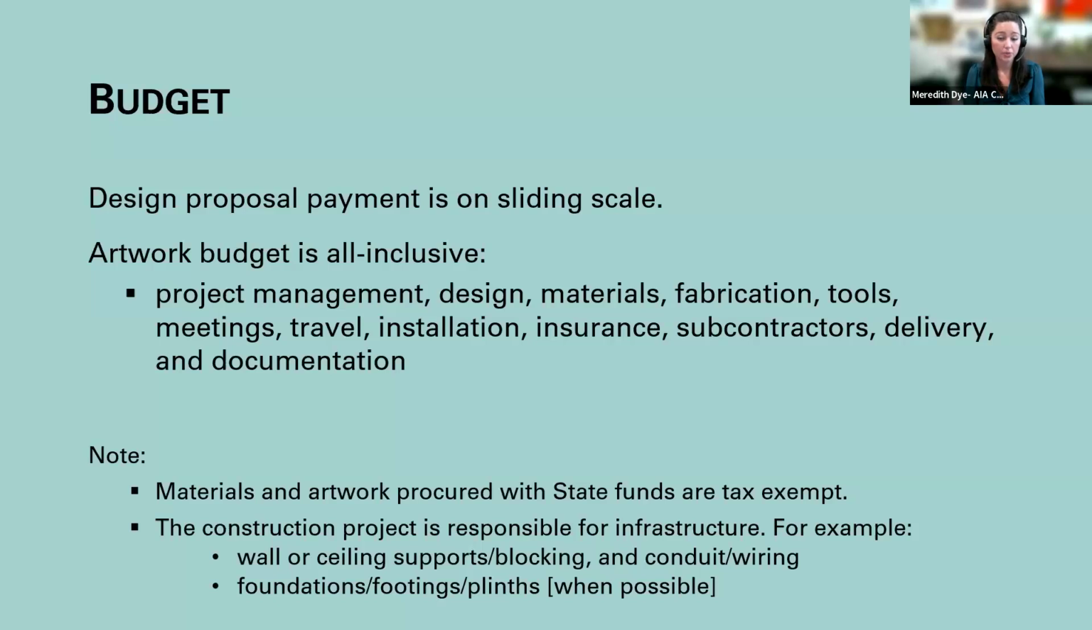And something that really helps the artwork budget is that the construction project is responsible for infrastructure. So they will add extra supports or blocking in the walls or ceilings to help support your artwork. And when possible, they would be responsible for a sculpture foundation or footings for an exterior piece, for example. They will also do the conduit and wiring leading up to the artwork site. So those are big ticket items that are very helpful, that the artists typically do not have to pay for within their budget.